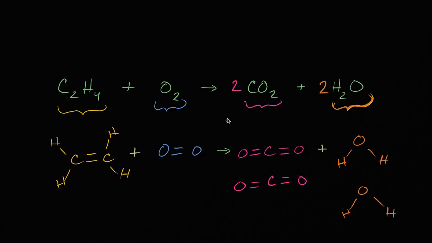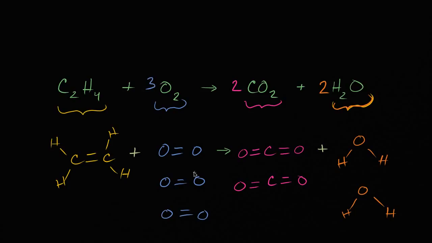And now we want to balance the oxygens. So on this side we only have 2 oxygens. On this side we have 1, 2, 3, 4, 5, 6 oxygens. So in order to have 6 oxygens on the reactant side, we need 3 of these molecules. So another one and another one right over there. And now we're all balanced.